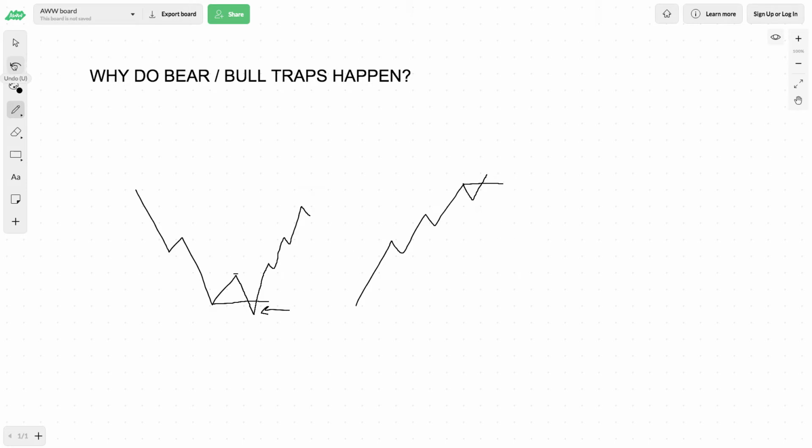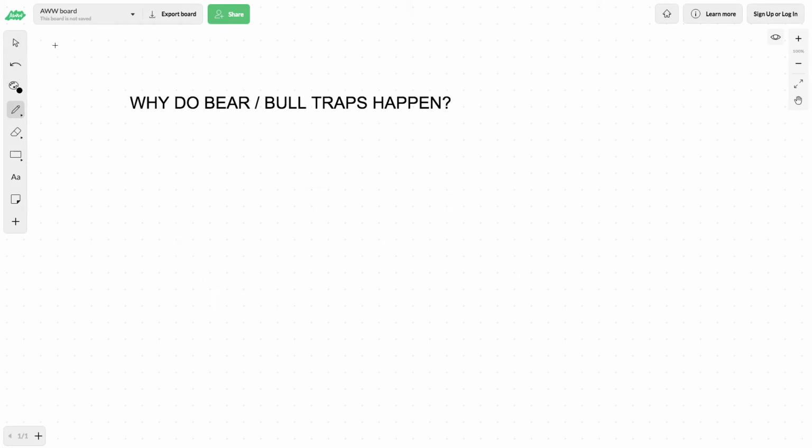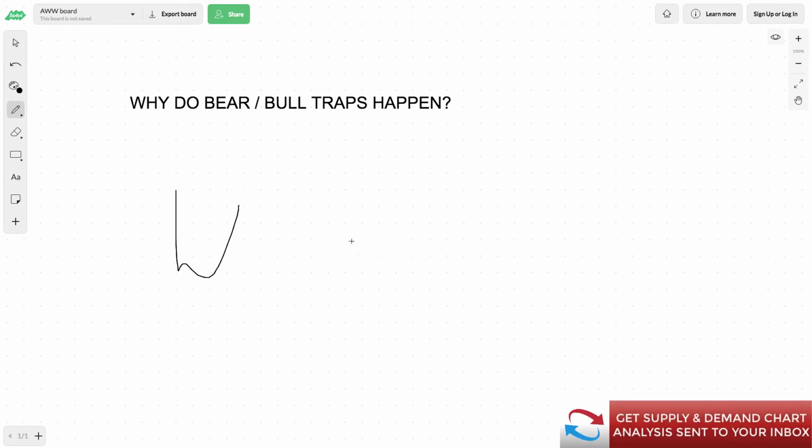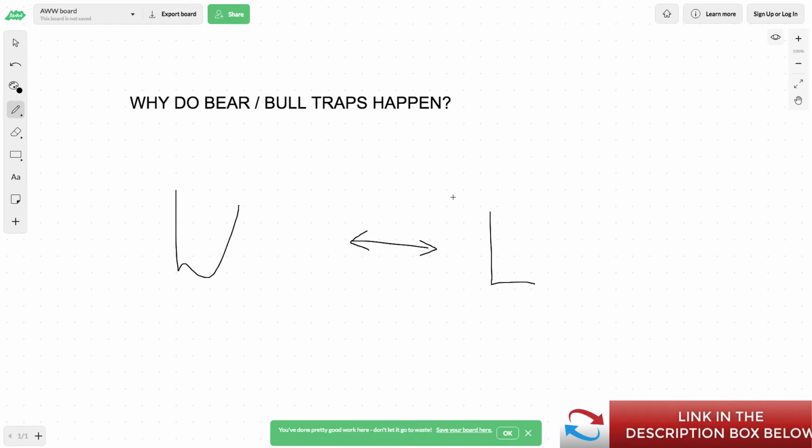So why do bull and bear traps happen? This is rarely ever discussed. It's because, firstly, we have what we call the zero-sum game. In Forex, for someone to win, someone else has to lose. There has to be a winner and there has to be a loser. It's just the way the Forex game goes.